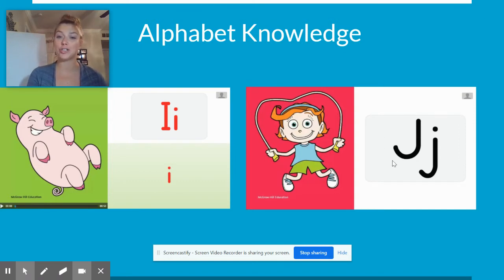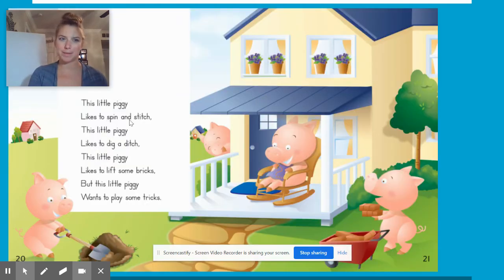This is our letter J. Everyone say J. J. Very good job. This is the capital J, and this is the lowercase j. Very good. Say that with me. Capital J, lowercase j. Awesome. Now we know the names of the letter I and letter J. Let's get to know them a little bit better.